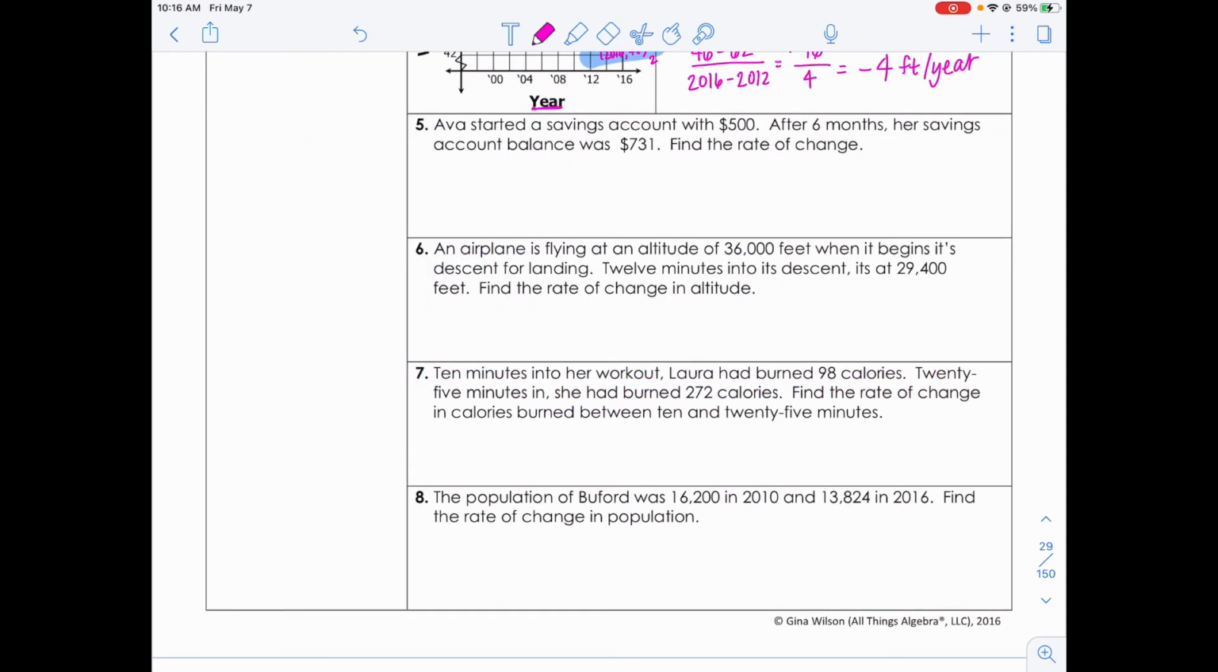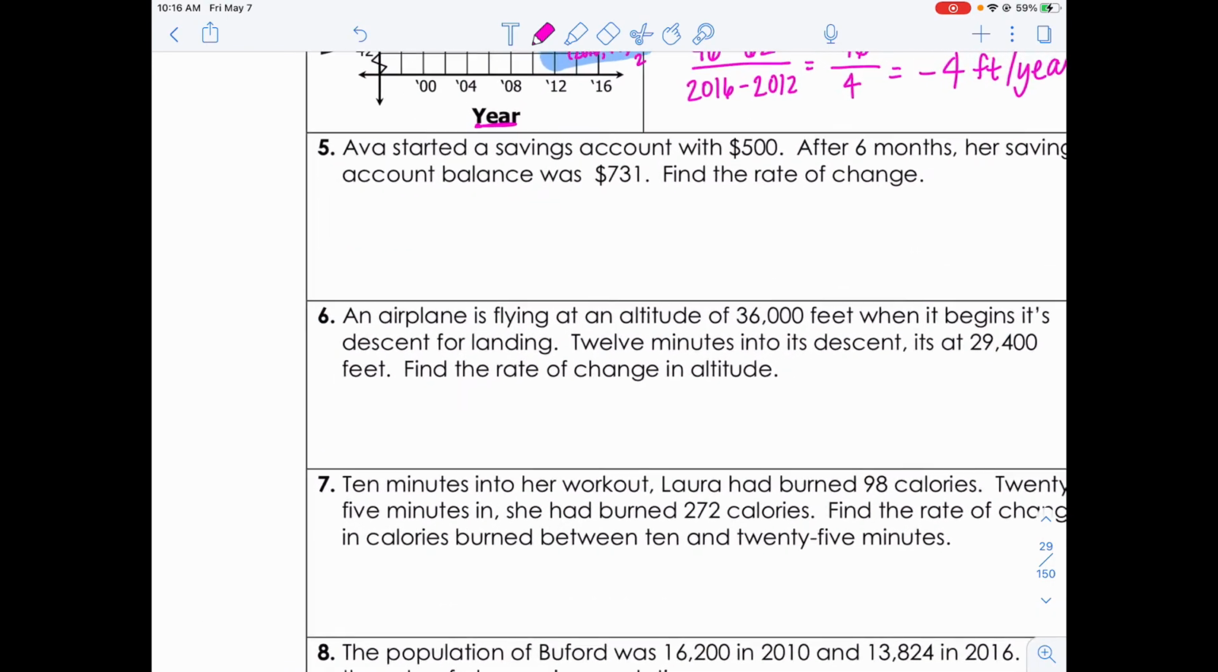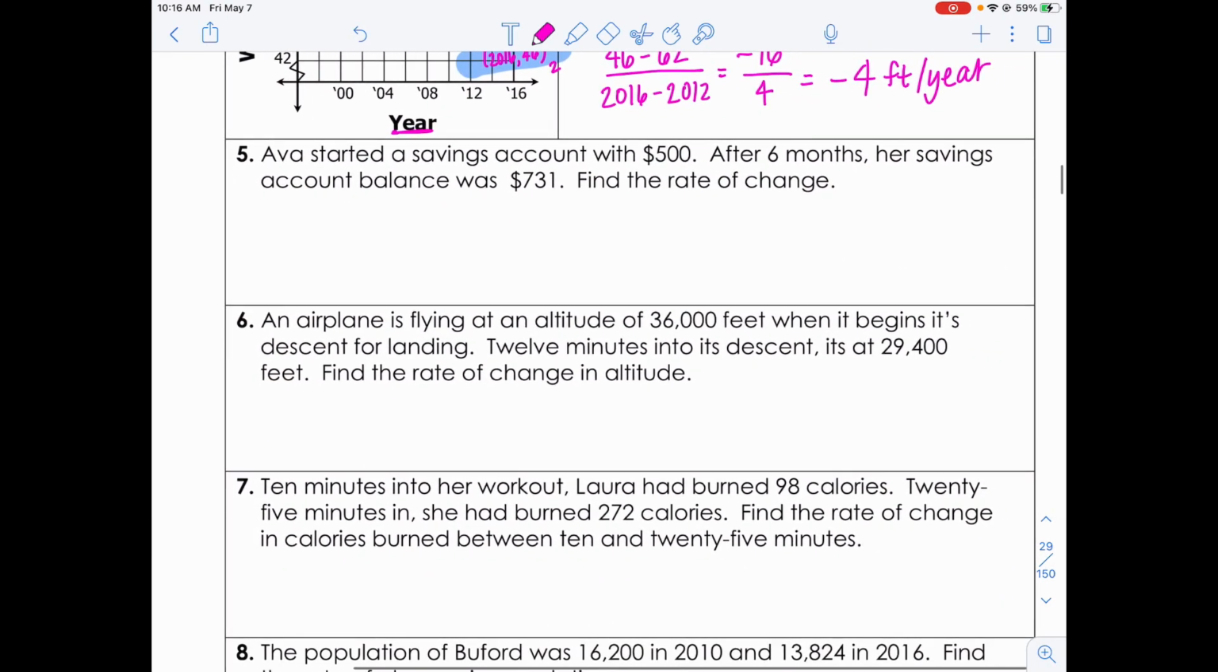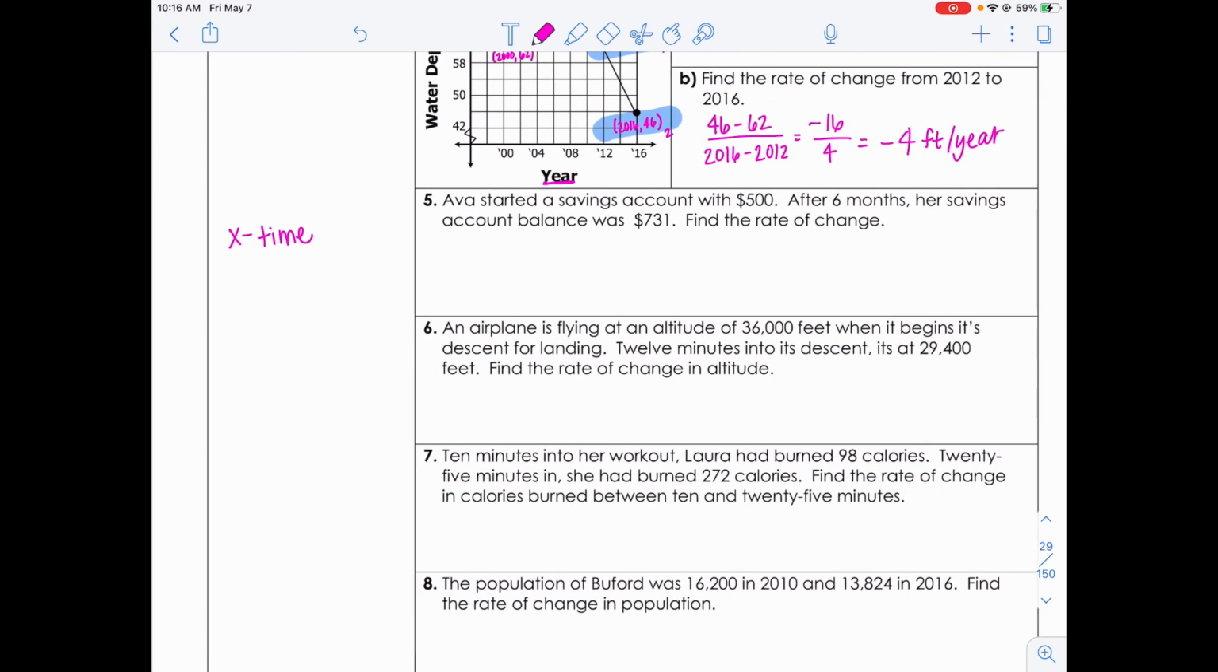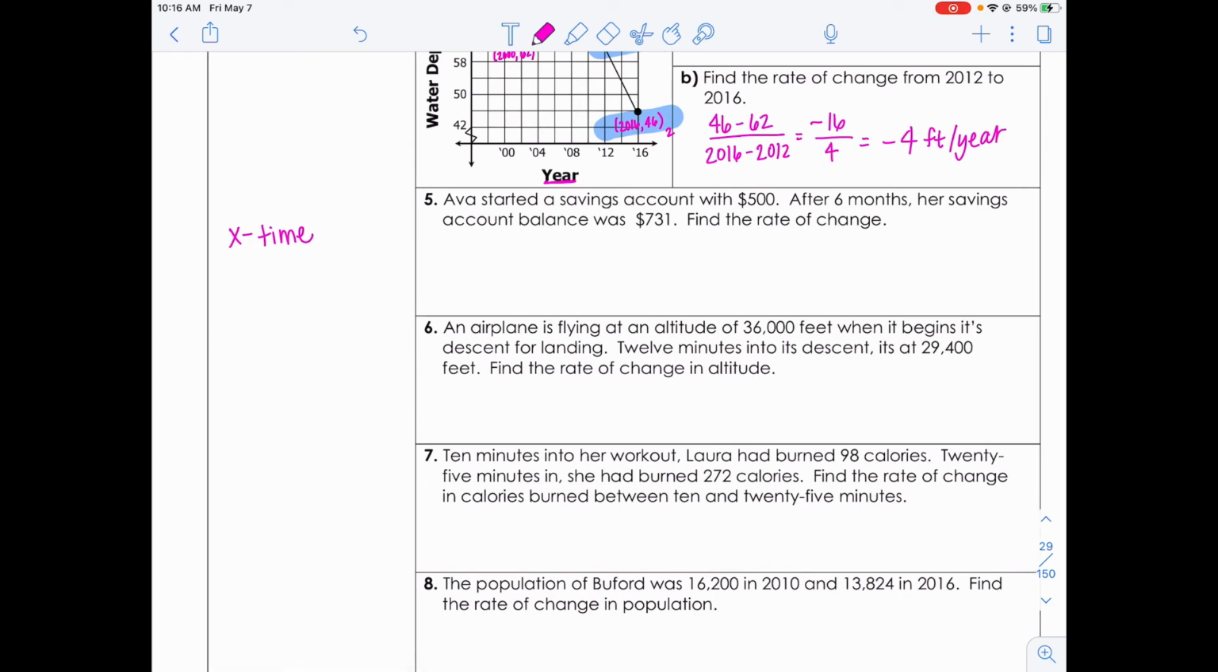All right, let's look at these word problems. A couple of things when they give you word problems like this, you have to pick out which one is your x value and which one is your y value. Generally for this, we're going to say x is our time. Time is generally considered an independent variable, so x's are usually our times.